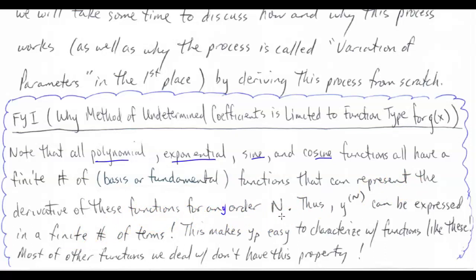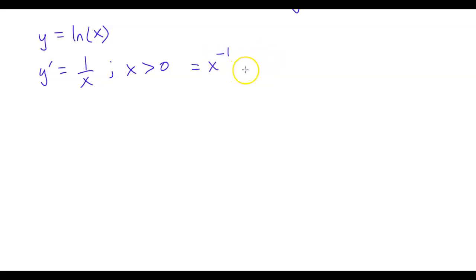Now, what I want to do next is show you why other functions don't necessarily follow or have this particular property. All right, so if we want to look at another function, let's take an easy one here. Let's say y is equal to natural log of x, okay? Well, we know that the first derivative of that is just going to be 1 over x, where of course x is greater than 0. And this could also be expressed this way.